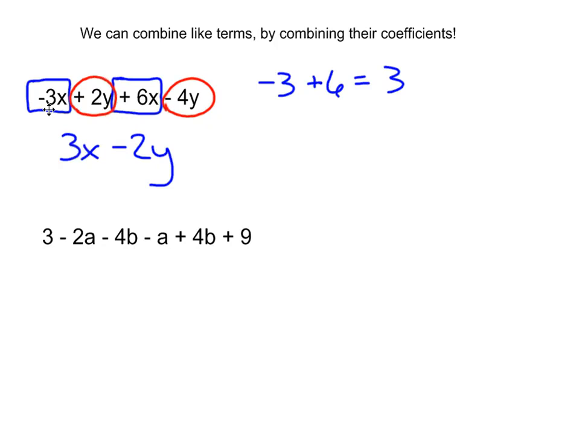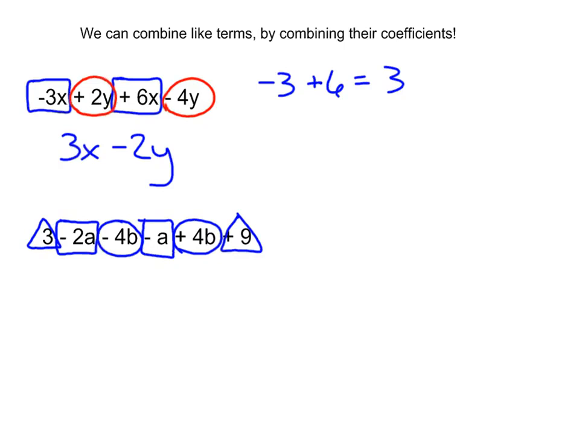In the same way that we would maybe put fruit together, we'd put all the oranges together and all the apples together. That's what we're doing here. We're putting all of our x's together and all of our y's together. We have another problem down here below. We have negative 2a is like terms with negative a, because both those have just one a. We have negative 4b is like terms with 4b. And then I'll use triangles here for my 3 and my positive 9.